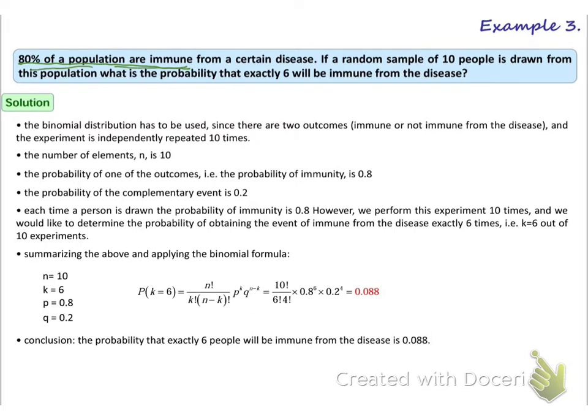So the probability here would be 0.8 for the population that they will not get this disease because they're already immune. This is the probability of negative, they will not get the disease. If a random sample of 10, so n, the number of people, 10 people is withdrawn from the population, what is the probability that exactly 6 people will be immune from the disease?